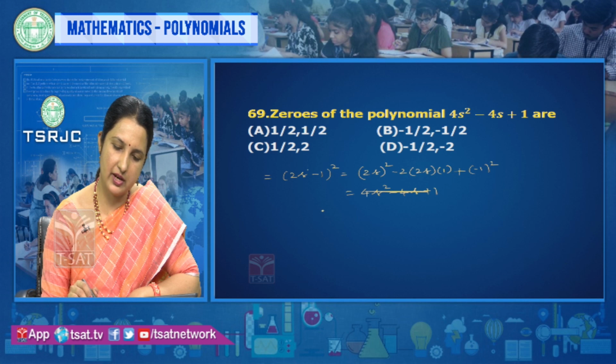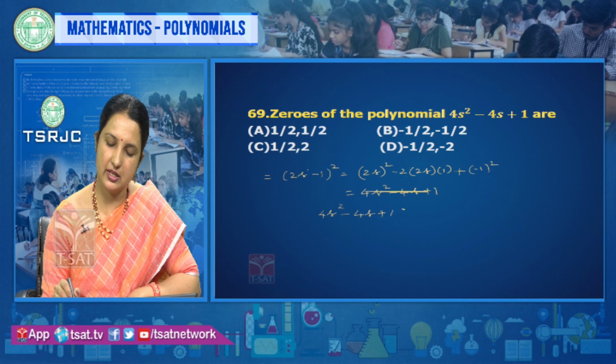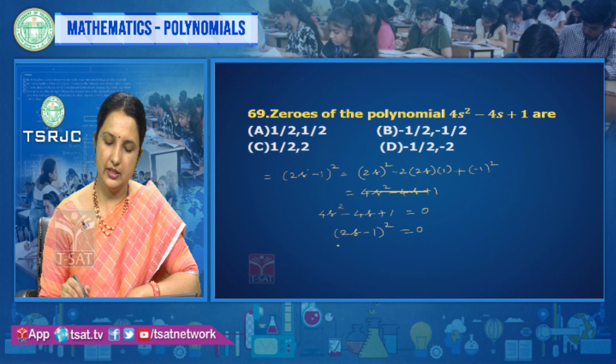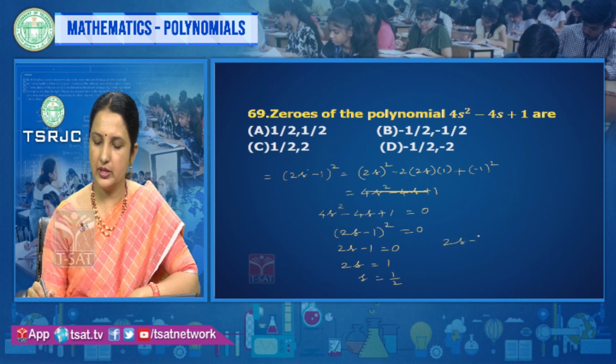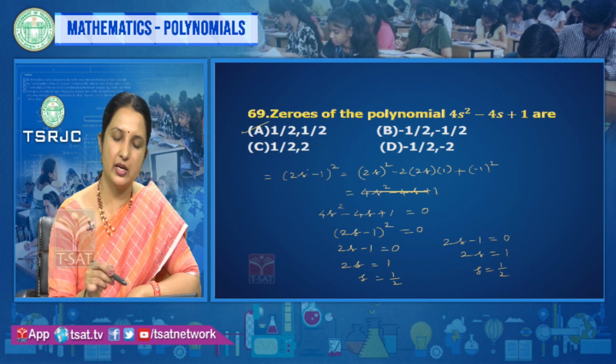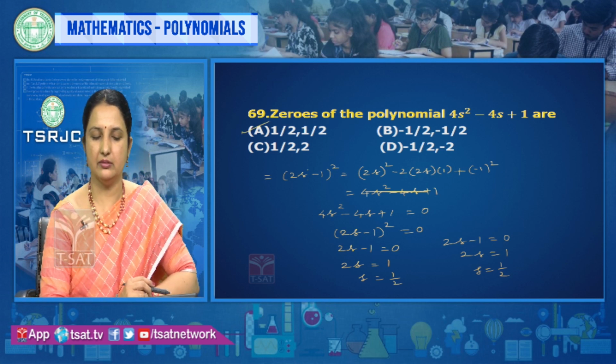So, 4s square minus 4s plus 1 equals 0 can be written as 2s minus 1 whole square equals 0. Then 2s minus 1 equals 0, then 2s equals 1, s equals 1 by 2. So, this is a whole square, two times. 2s equals 1, then s equals 1 by 2. 1 by 2 comma 1 by 2 are the zeros of the polynomial.